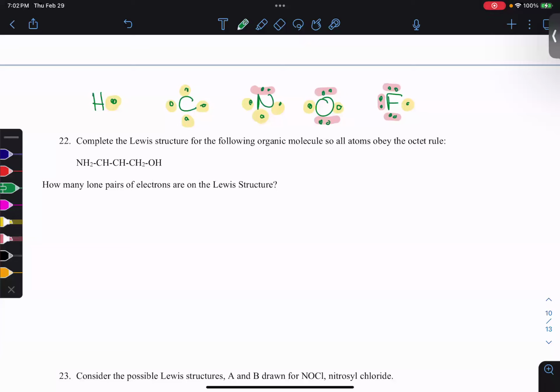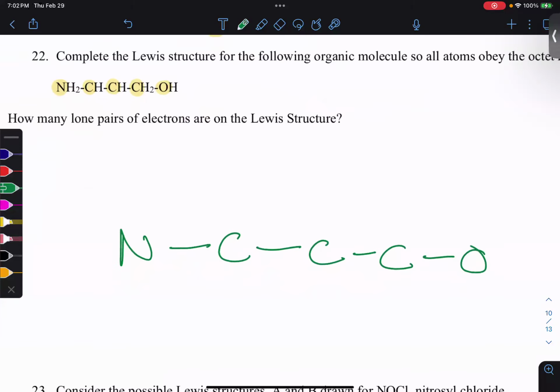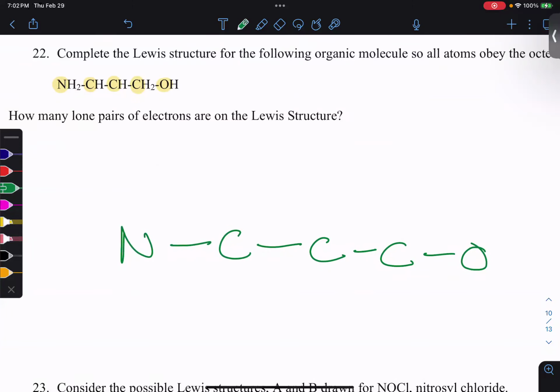So I want to draw this. All of the nitrogen, carbons, and oxygens are connected to one another. So we have an N, C, C, C, O chain. Now I want to connect the hydrogens to each atom and make sure there's the appropriate number of them. So this first nitrogen, I'm reading left to right, has how many hydrogens attached to it based upon its structure? Just 2, so 1, 2.